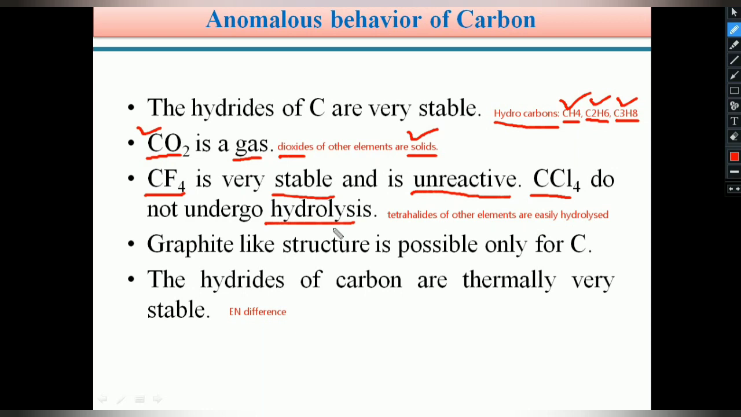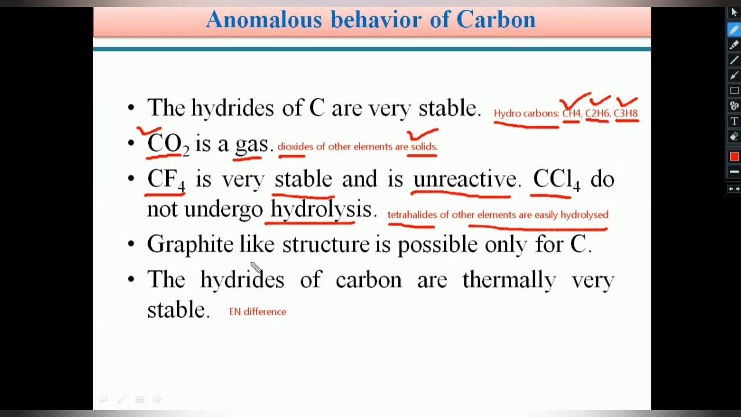SiCl4 reacts with water to form silicic acid, Si(OH)4. In silicon tetrachloride, the four chlorine atoms are replaced by four OH groups of the water molecule. Therefore, students, the chlorides of carbon do not undergo hydrolysis, whereas the tetrachlorides of other elements are easily hydrolyzed. We already checked the same example when we discussed the chemical properties of fourth A group elements.